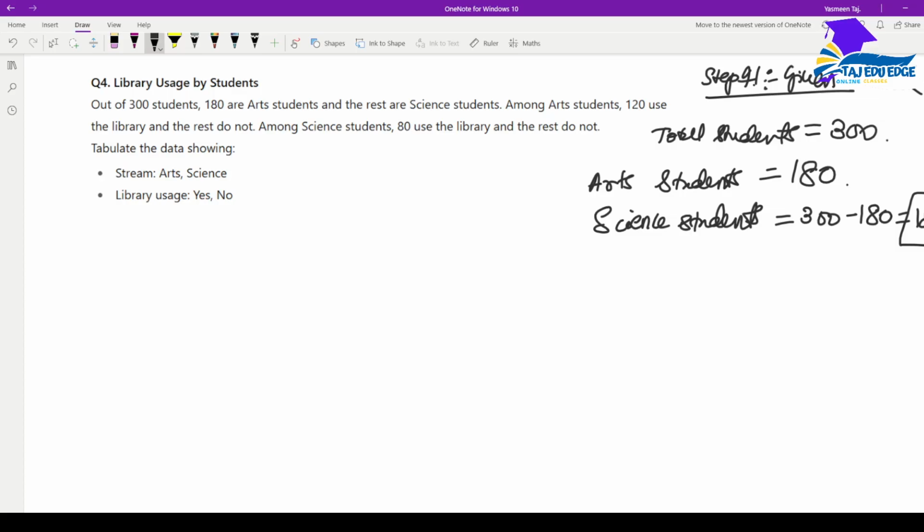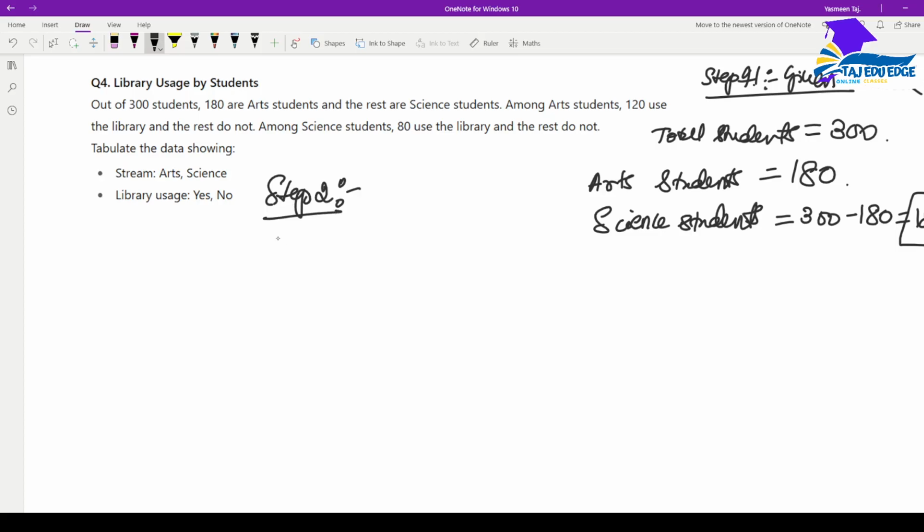Now among the arts students, 120 use the library and the rest do not. Total how many arts students are there? 180 students, right? Out of that, they're saying 120 students use the library and the remaining students do not use the library. And among science students, how many science students are there? 120. Out of that, 80 use the library and the rest do not. The remaining students are not using the library. So now we need to see step 2. In the notes, write it down properly, step by step.